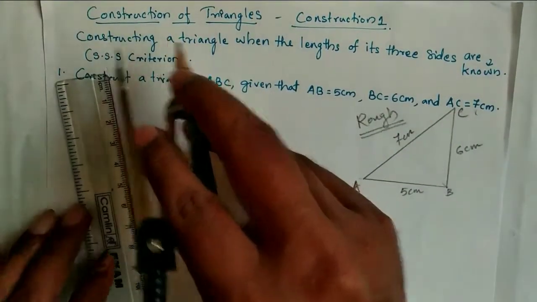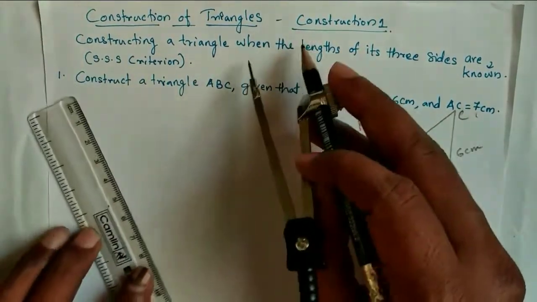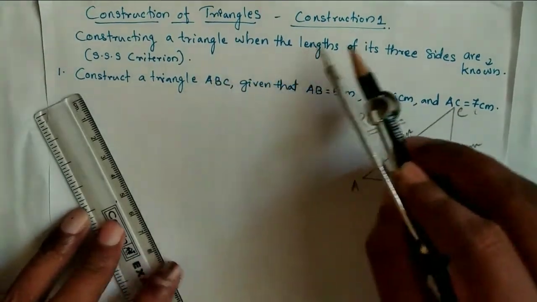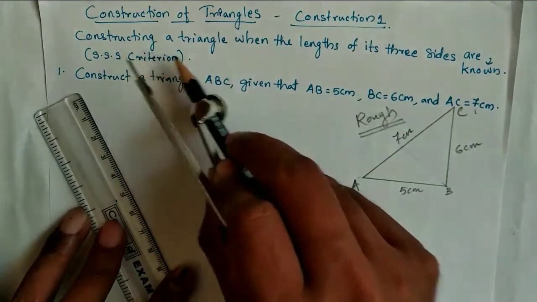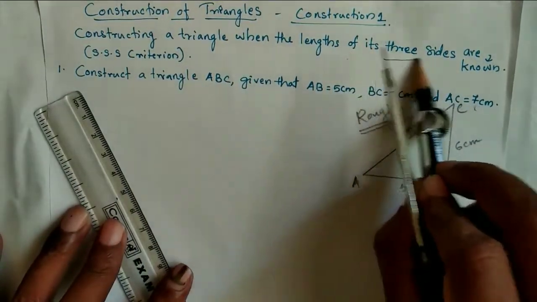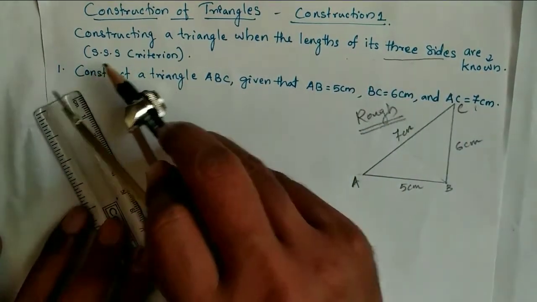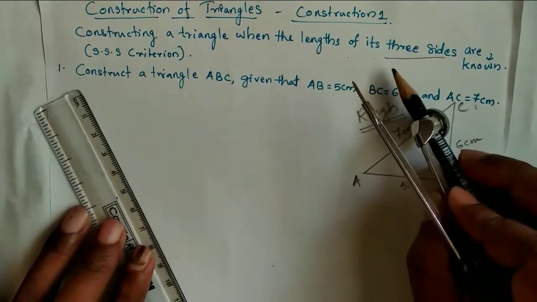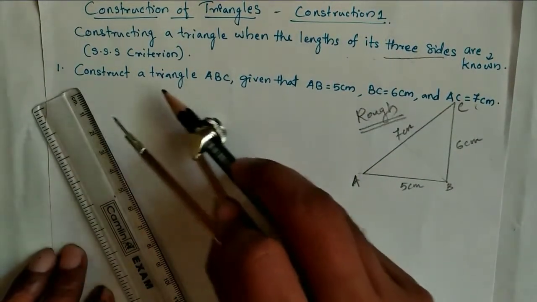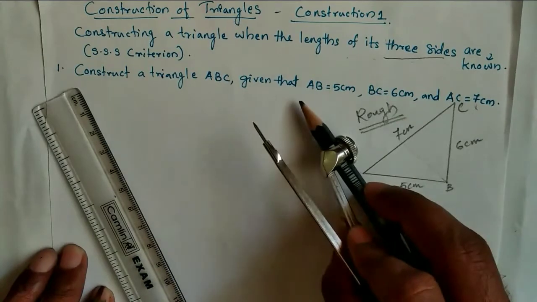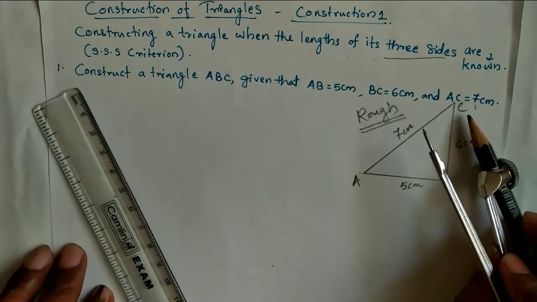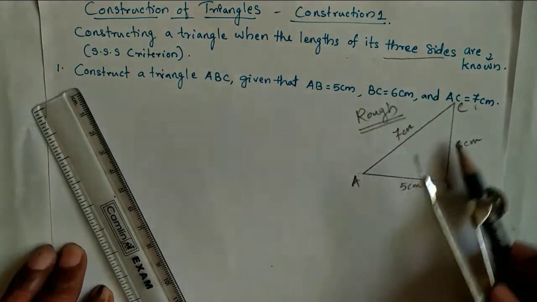Then next we have the construction of triangles. Construction number 1, constructing a triangle when the lengths of the three sides are known. That means three sides are given in a triangle, that is the SSS criterion. Then question number 1: construct a triangle ABC given that AB equal to 5 cm, BC equal to 6 cm and AC equal to 7 cm.